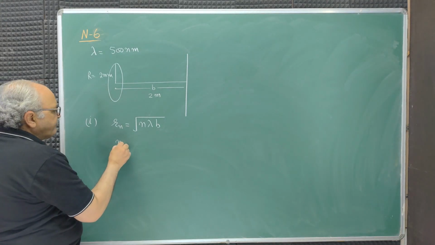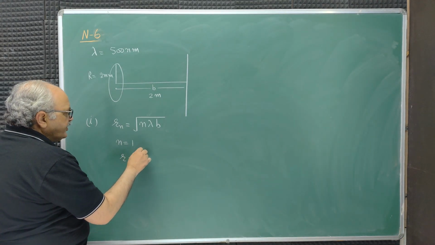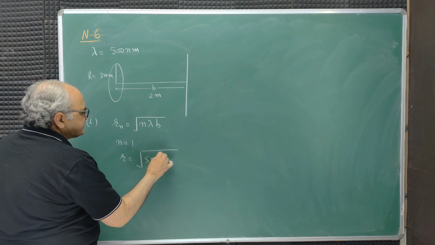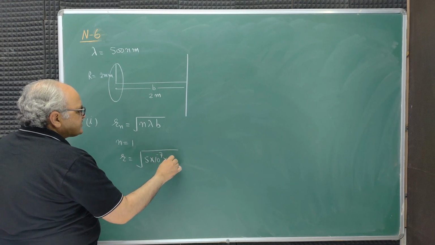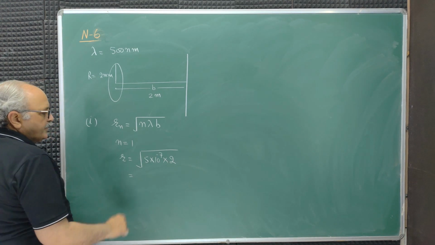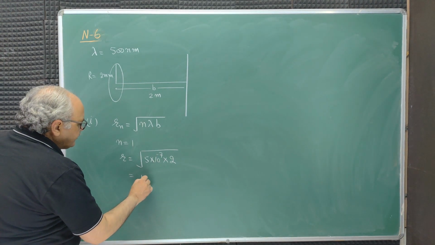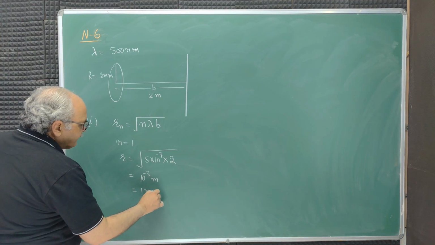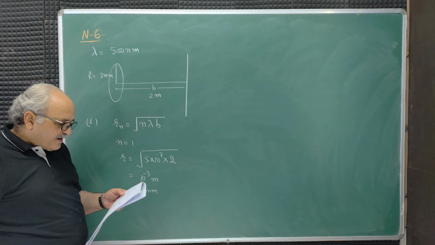So since we are looking for n equals 1, the radius is going to be under root of the wavelength, which is 5 into 10 to the power minus 7, multiplied by the distance, which is 2. So obviously this comes out to be 10 to the power minus 3 meter, or you can say it's 1 mm. This is the first part.